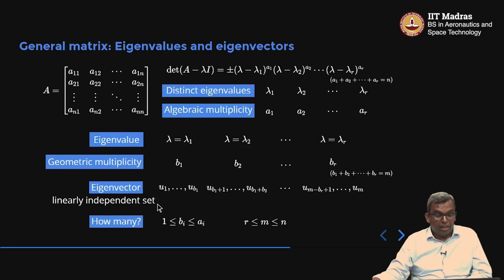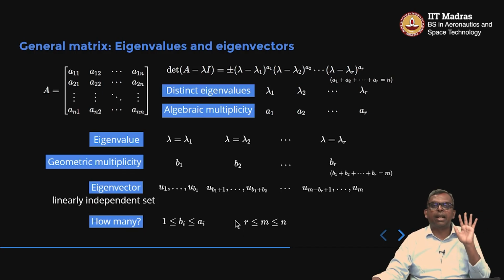So if you ask how many, each of the BIs is going to lie between 1 and AI, and if you add up all of them, on the left hand side you will get R, you add up the BI, you get M, you add up the AI, you get N. So how many linearly independent eigenvectors are you going to have? It's going to lie between R and N. What is R? R is the number of distinct eigenvalues. If you have R distinct eigenvalues, corresponding to each eigenvalue you will have at least one eigenvector, and all of them will be linearly independent. So R is the minimum number of linearly independent eigenvectors you will have.